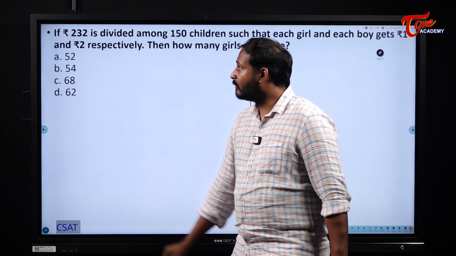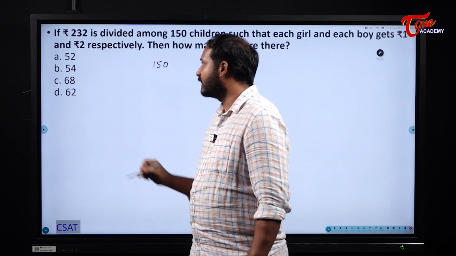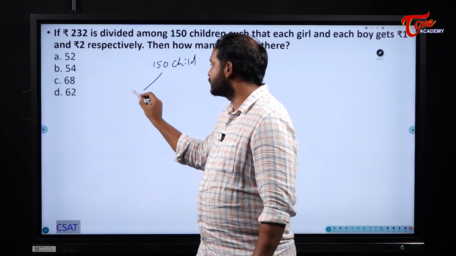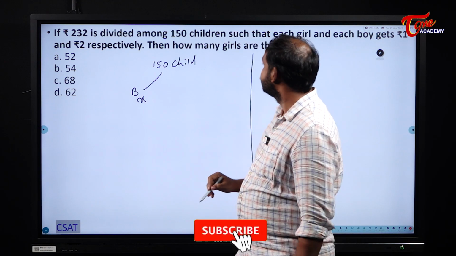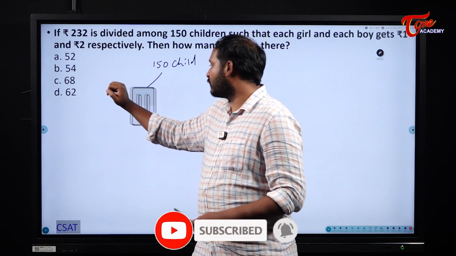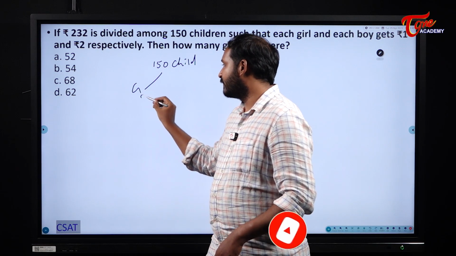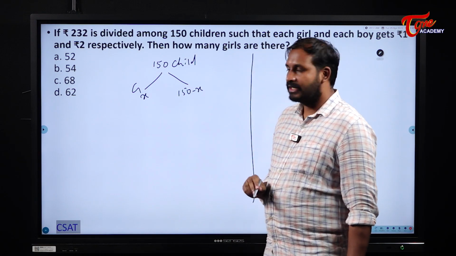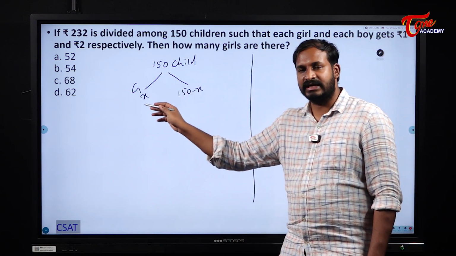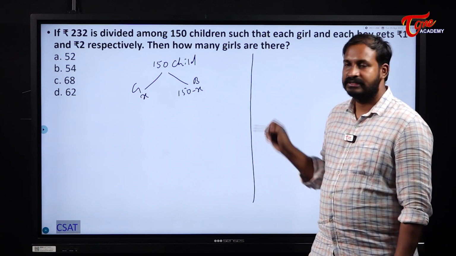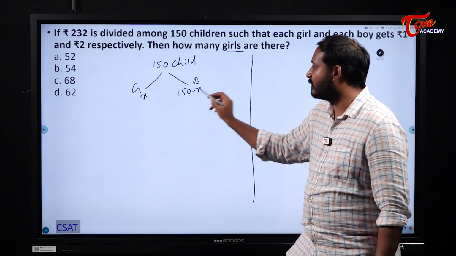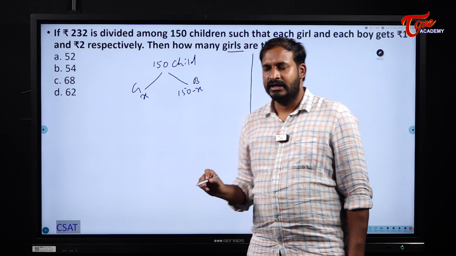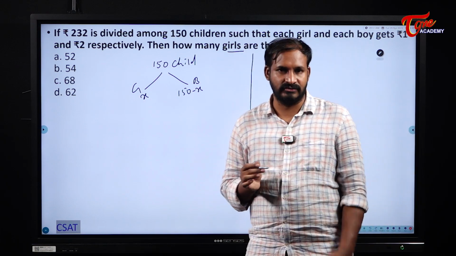What will happen? Now total how many children are there? 150 children are there. I will assume that girls are X in number, since they are asking about girls. Then what about boys? 150 minus X. Why? Because girls are X in number, so out of 150, the boys are 150 minus X. Here they asked us to find girls, so I have taken girls as X. If he had asked for boys, I would have taken boys as X. Anyway, you will get the answer, but it will be easier for us to solve the problems.